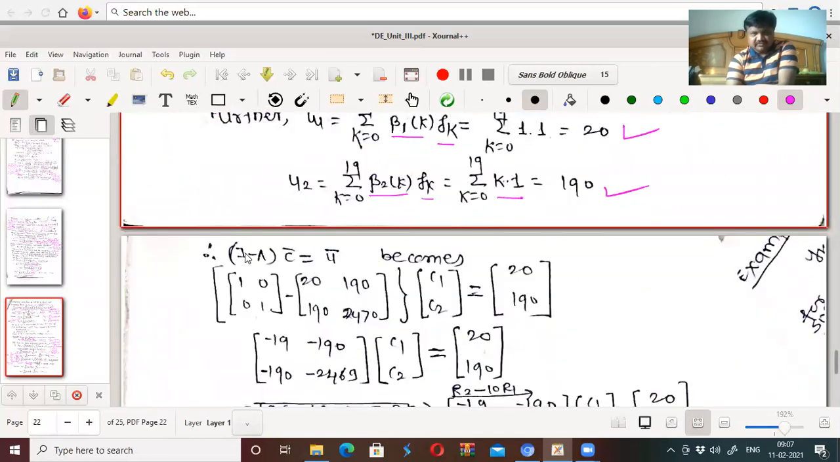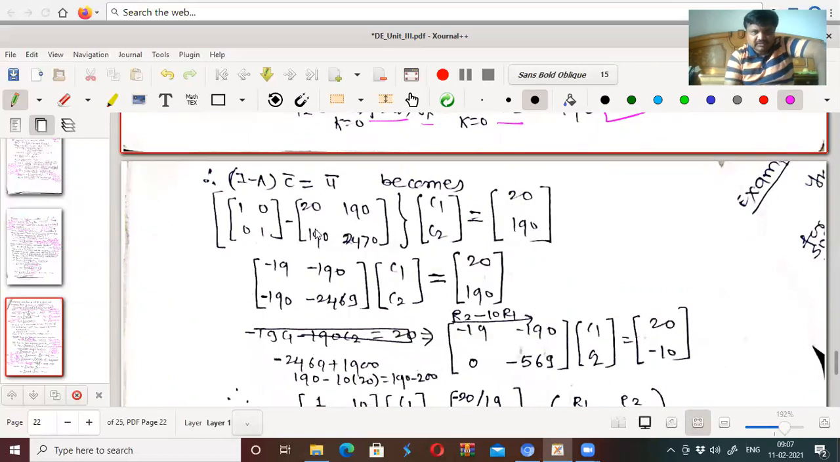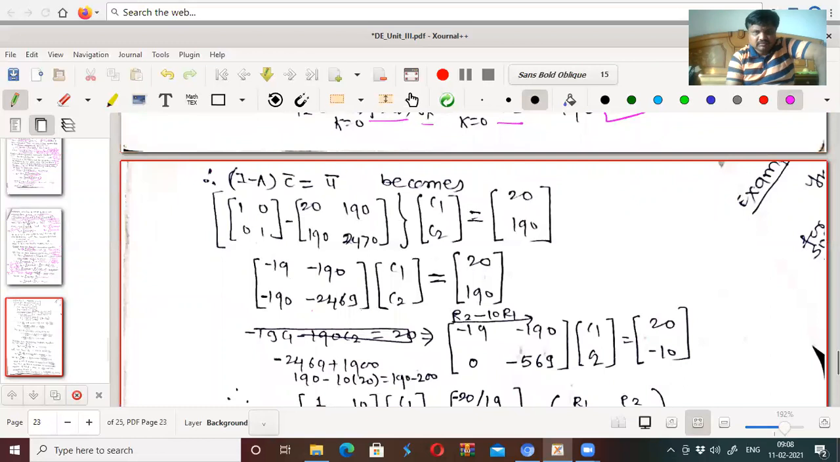Hence, the matrix equation I minus A, C bar equal to U bar, becomes as follows. What is the identity matrix? It is 2 by 2, no doubt. P by P means 2 by 2. But what is P? The number of terms in that kernel. 2 terms are there, right? So the identity is [1 0; 0 1] minus A, which is [20 190; 190 2470], times [C1; C2] equals [U1; U2], which is [20; 190]. So we get [1 minus 20, minus 190; minus 190, 1 minus 2470], that is minus 19, minus 190, minus 190, minus 2469, times C1 C2 equal to 20 and 190.